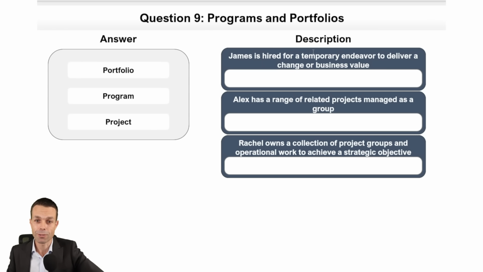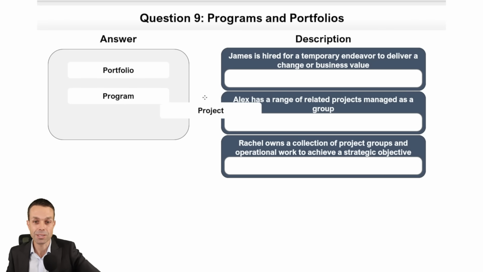If James is hired for a temporary endeavor to deliver a change or business value, what does that describe? That is our project, delivering business value, and it's only temporary, remember? It's not ongoing, it's not operations. That's the difference. And Alex has a range of related projects managed as a group together. That one is our program of related projects.